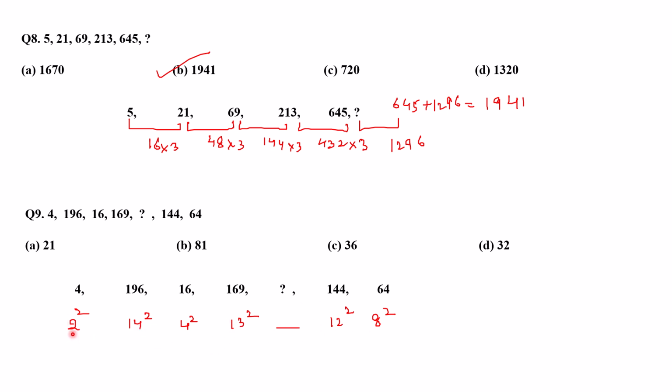And what about here? 2 square, then 4 square. Then here is missing and then is 8 square. So I can see 2 square, 4 square. This should be 6 square, isn't it? So 6 square is the required answer. So 36 is the correct answer, isn't it? Now move to next question.